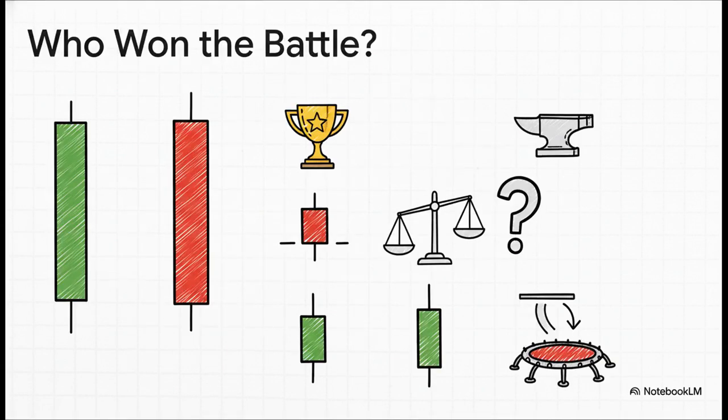A long green body, that's a knockout punch by the buyers. They were in control, no question. A long red body, total domination by the sellers. Now what about these short little bodies? Well, that means it was a close fight, a lot of indecision with no clear winner.